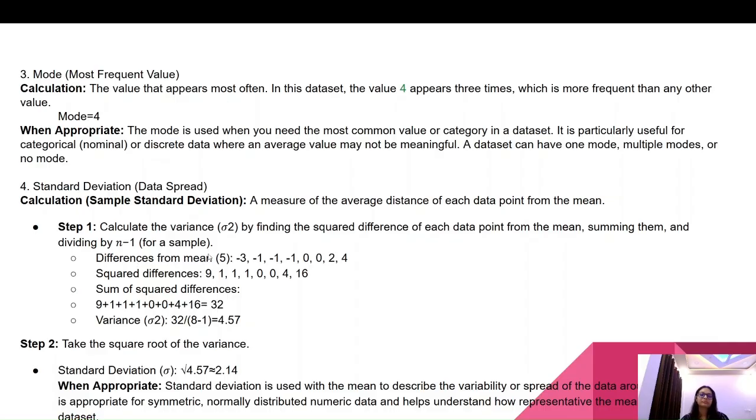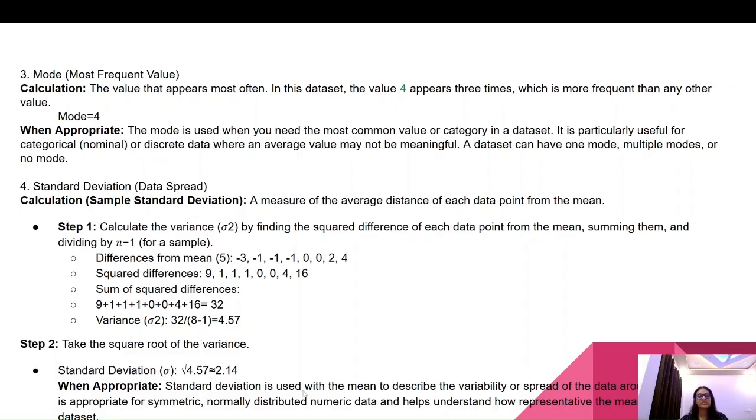Differences from the mean: minus 3, minus 1, minus 1, minus 1, 0, 0, 2, 4. Squared differences of these are 3 squared 9, 1 squared 1, minus 1 squared 1, minus 1 squared 1, then 2 squared 4 and 4 squared 16. The sum of our squared differences is 9 plus 1 plus 1 plus 1 plus 0 plus 0 plus 4 plus 16 equals 32. Variance sigma squared equals 32 divided by n minus 1 equals 4.51. Take the square root of the variance. The standard deviation sigma equals the square root of the variance, that is 2.14.